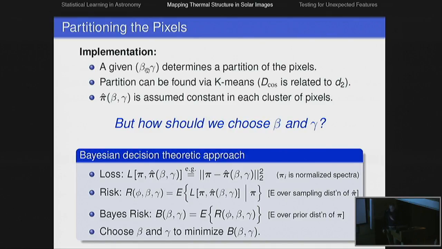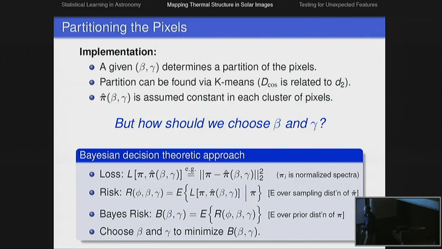So what am I going to do to choose the beta and gamma? Well, I'm going to use something called a Bayesian decision theoretic approach. And what that means is I'm going to come up with a loss function, which is a measure of distance between the true spectrum and the estimated spectrum. In this case, for example, I just use, again, the distance formula, squared error loss, between the truth and the estimate. But that's a theoretical quantity, because I don't know the real pi. I know pi hat for any particular pixel, but I want a method that will be good for all pixels. So I don't really know either of these things, right?